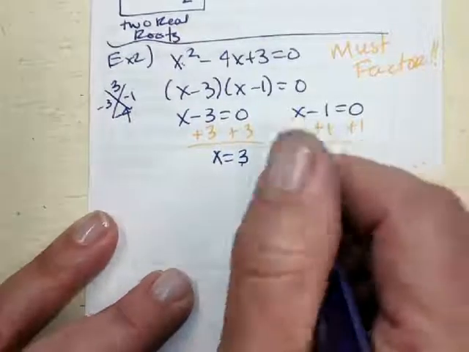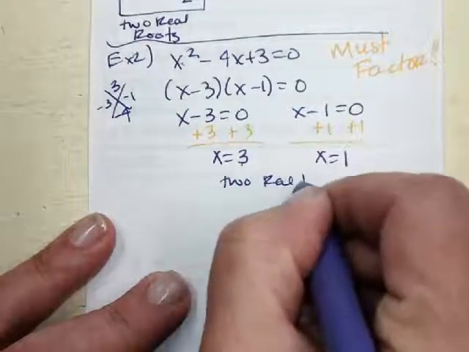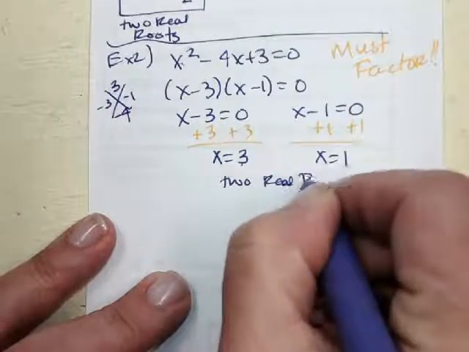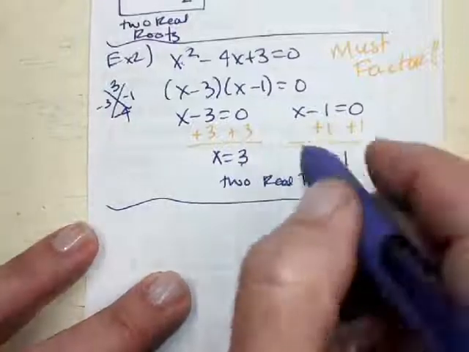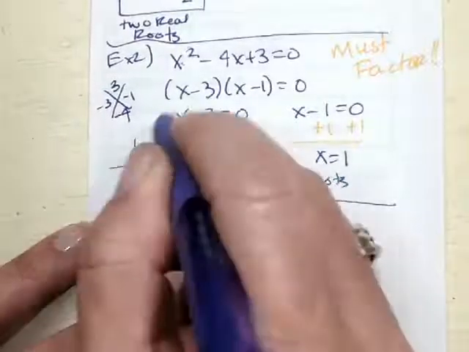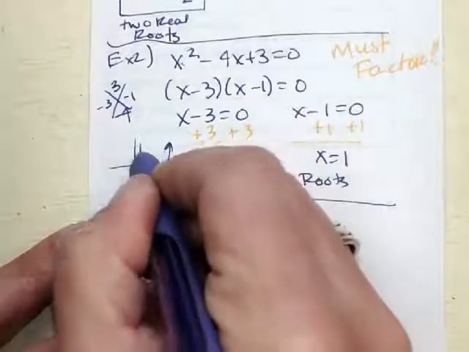And so I have a total of 2 real, sorry, that was bad, 2 real roots. That means that my graph is going to cross the x-axis at 1 and 3. It's going to look like that.